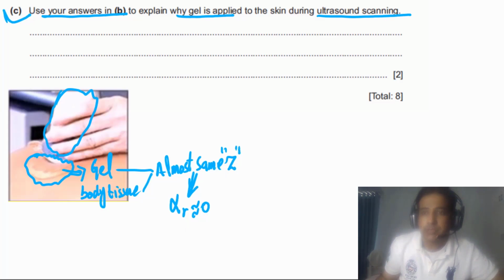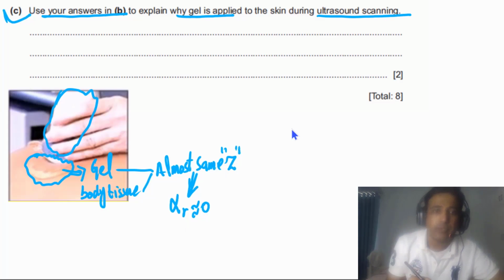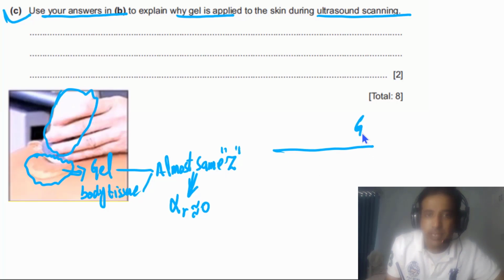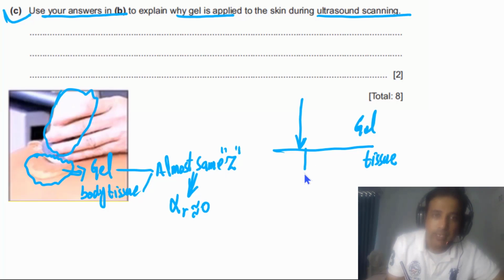So in this case, let me rewrite one thing again. If this one is the gel and this one is the tissue, and if Z is the same, in this case most of the ultrasound waves will enter the tissue, because in this case alpha R is close to 0.